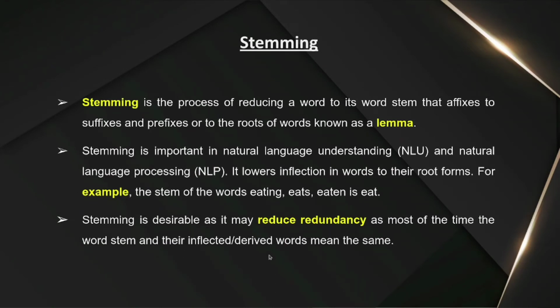Next step is stemming. Stemming is the process of reducing a word to its word stem that affixes to suffixes and prefixes or to the roots of words known as lemma. Stemming is important in natural language understanding and natural language processing. It lowers inflection in words to their root forms. For example, the stem of the words eating, eats, eaten is eat. Stemming is desirable as it may reduce redundancy, as most of the time the word stem and their inflected words mean the same.